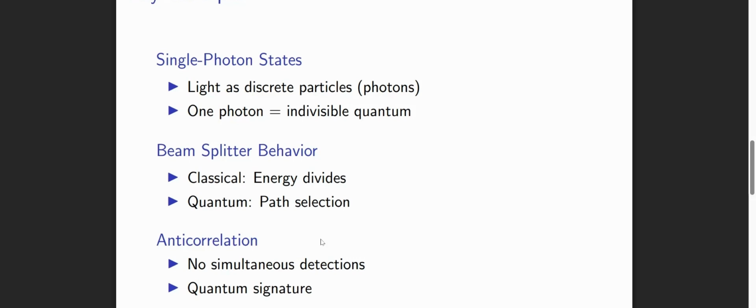Anti-correlation means the same thing, that is, no simultaneous detection. If the photon is either getting transmitted or reflected, we can't have detection at both of the detectors. After the transmission and the reflection, we will have detection at a single detector, which signifies the quantum nature of light.